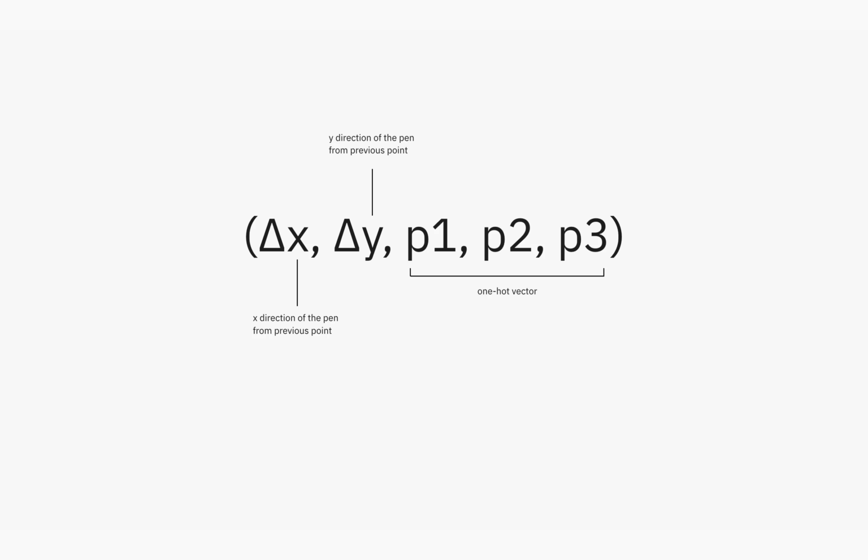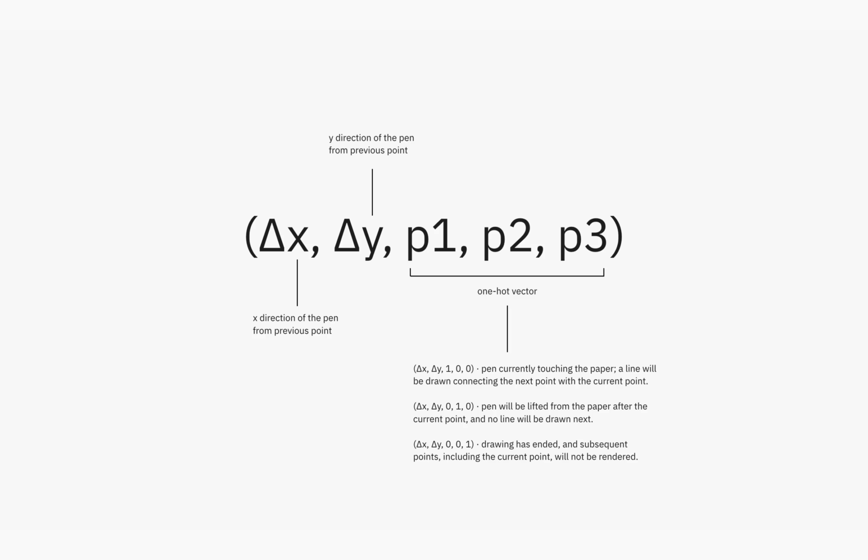This is a vector that can be either 1, 0, 0, 0, 1, 0, and 0, 0, 1. And depending on what we get or at what part of the drawing, it's gonna mean one thing. 1, 0, 0 is gonna mean that the pen is currently touching the paper and that we will be drawing a line to connect to the next point. P2 being 1 means that we're gonna lift the pen, so that we're gonna end one stroke to continue another, but at this point we're not gonna draw, so we're gonna move to a new start point of another line. And then P3 being 1 means that the drawing has ended and that we're not gonna draw anything else.